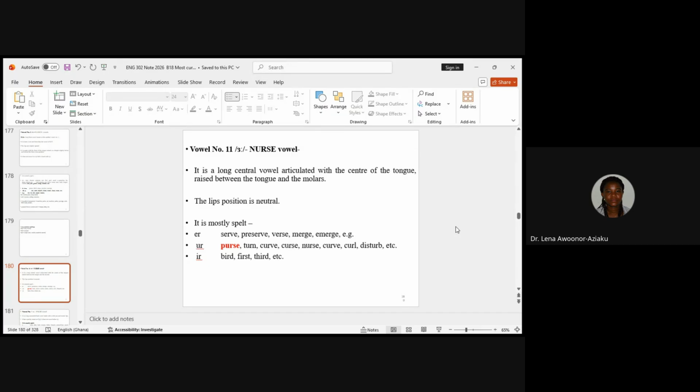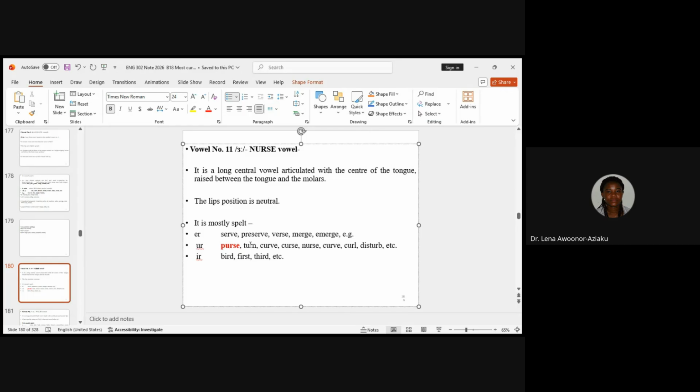I said you should try to pronounce the sound. The production of the sound is very important before you can come even to the pronunciation. So serve, you serve him, preserve, verse, merge, emerge. Then we have purse. You see, we have UR spelling, not pass. So this one, people say pass. Do you have a pass? A pass is Americans' use of what?